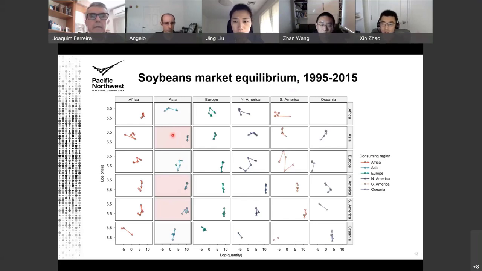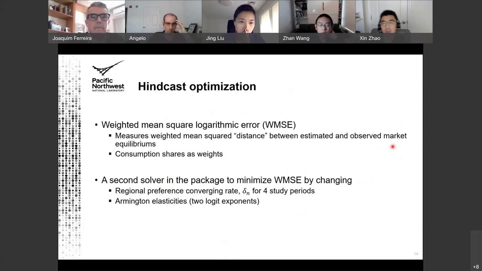We have those trends. Those are actually just real data. And in this model, we will simulate those data and then compare those results with the real data to do this height-cut optimization. And we can calculate this error term. We are using this weighted mean square log error.